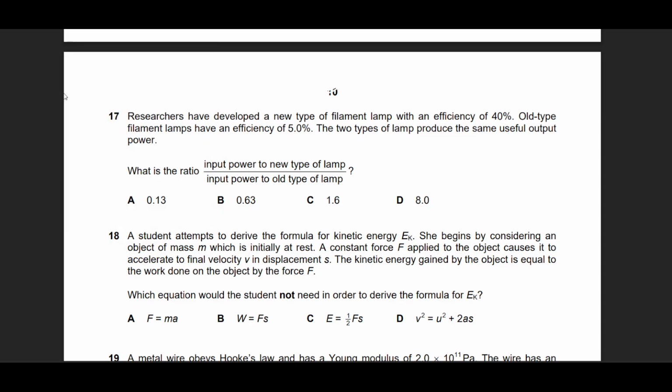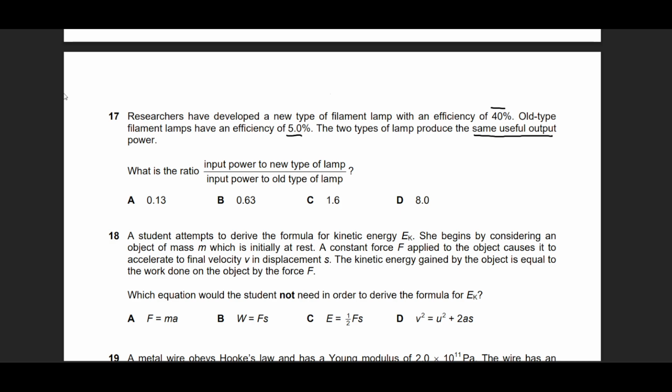He says that we have two systems, okay? The first system says that it's 40% efficient and the second is 5% efficient. He says that they have the same useful output. This is where we are going to draw the line or the common point for both systems. This is where they're common. Let's see what that means.